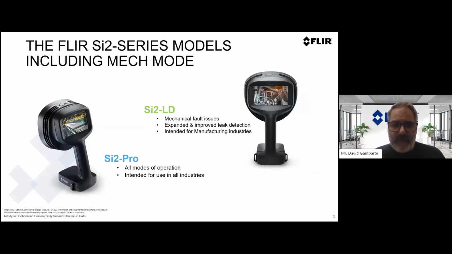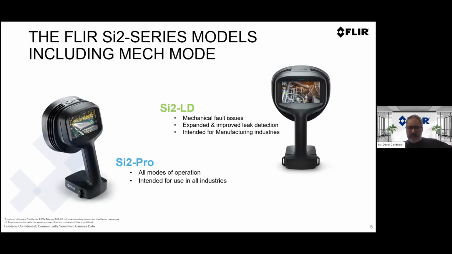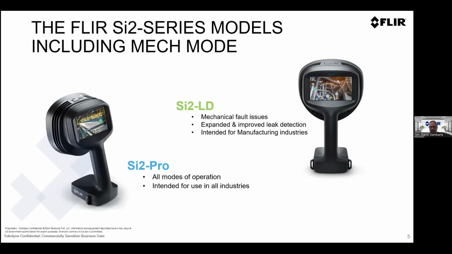These are the two cameras that we have that include the mechanical mode. So we have the Si2 LD that has mechanical fault detection, as we said, and then we also have gas and compressor leak detection in the camera, and it's ideal for manufacturing industries or other industries where those mechanical faults or leaks can happen. And the Si2 Pro, which is actually having the already explained two modes plus the partial discharge detection and analytics in the camera.